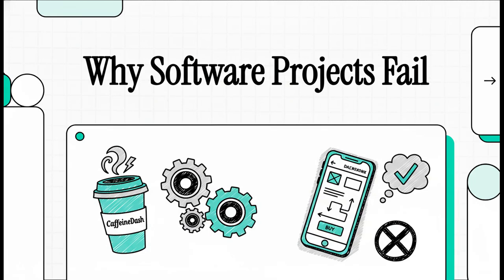You ever wonder why so many software projects just completely tank? Here's a hint. It's almost never about bad code. Nope. It's because they built the wrong thing perfectly. So, let's get into it. We're going to talk about software requirements engineering. And to make it super clear, let's pretend we just got hired to build a coffee delivery app. We'll call it Caffeine Dash.